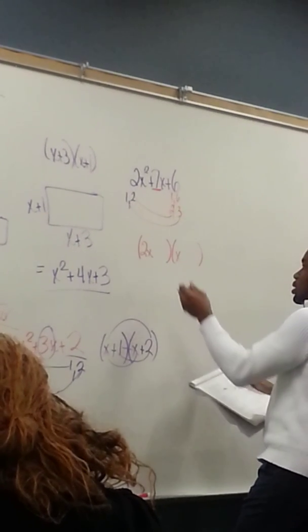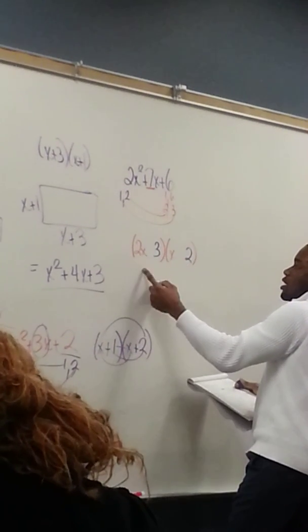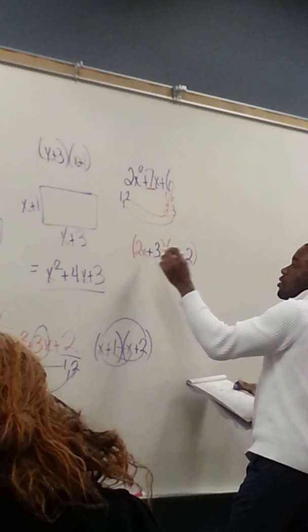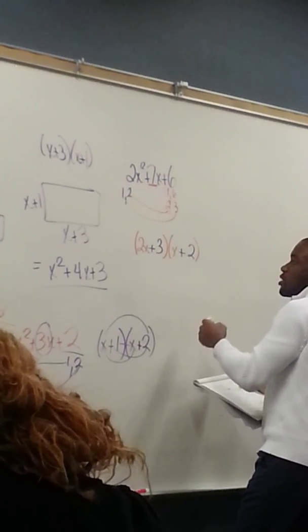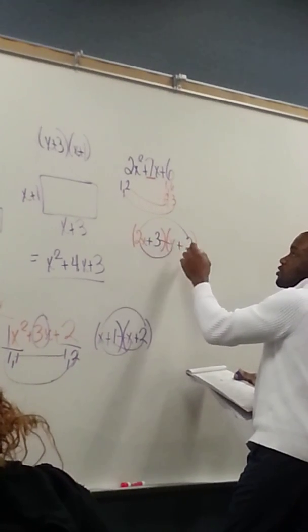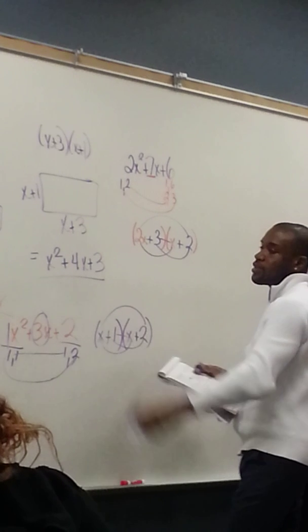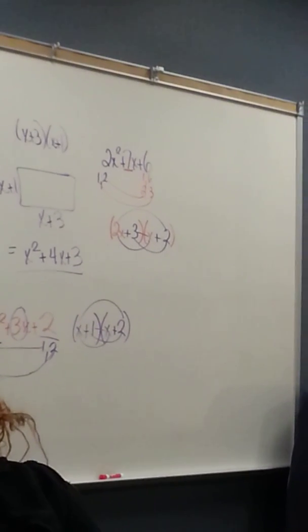And then I need to have 6 at the end. So 3 and 2. 3 times 2 gives me 6. And I could have different symbols here, but it's plus and plus, so it's going to be plus and plus. And now I got it. 2x squared plus 4x plus 3x is 7, plus 6. My factored version is as follows, or as stated.